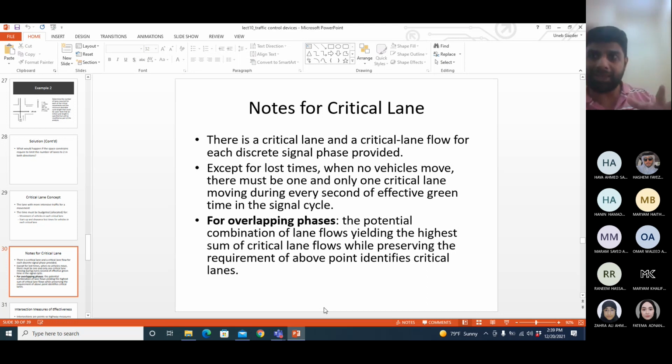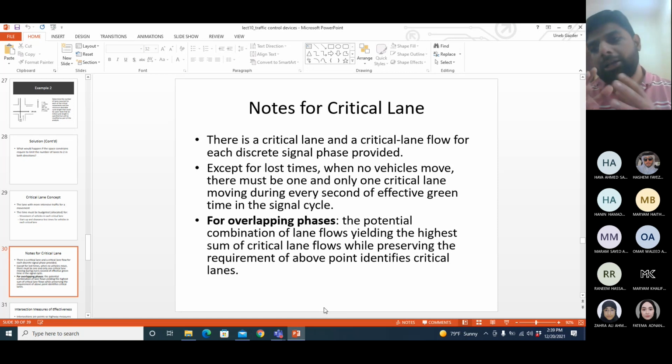So if you have a total cycle length of, let's say, 80 seconds, out of those 80 seconds, in each phase, I will have some lost time. Okay, so if you subtract the lost time from the total cycle length, in the remaining amount of cycle length, at least one critical lane should be open at all times.